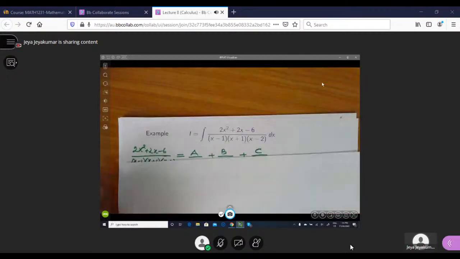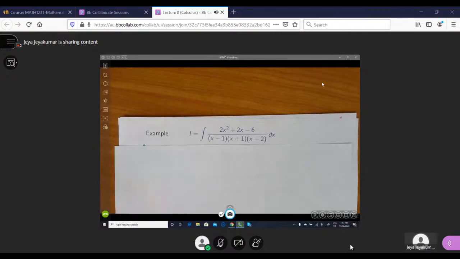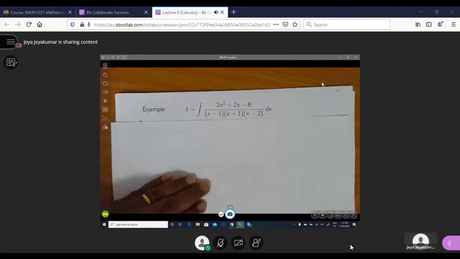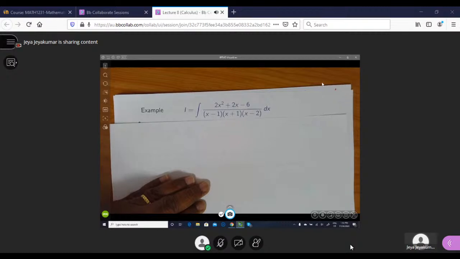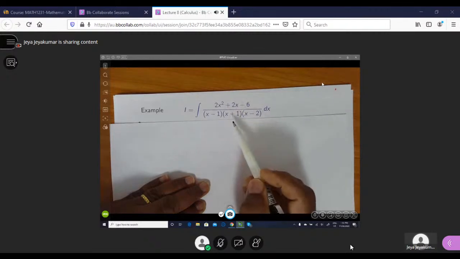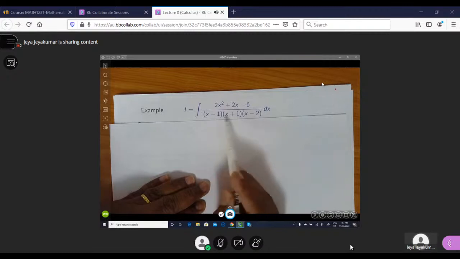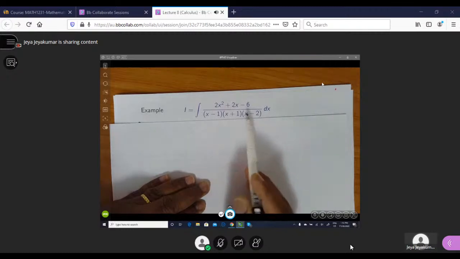We have 3 factors here: 2x squared plus 2x minus 6 over (x minus 1)(x plus 1)(x minus 2). Okay? Now, the first step is to check the degree of the polynomial on the top and the bottom. The degree on the top is 2. The degree on the bottom is 3, we have an x cubed term there. So that means a proper rational function, so we are ready to apply the method of partial fractions.